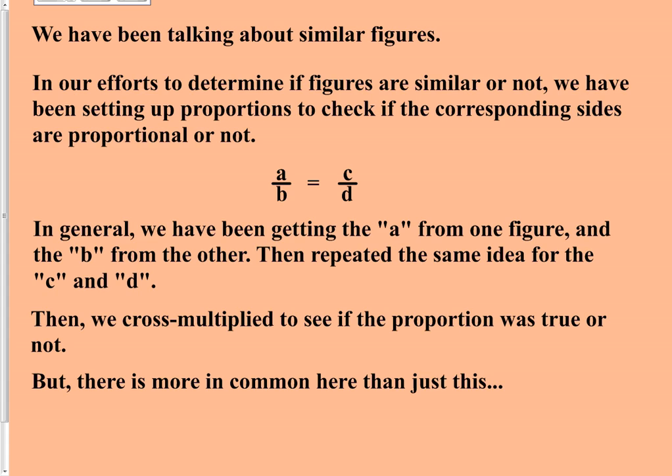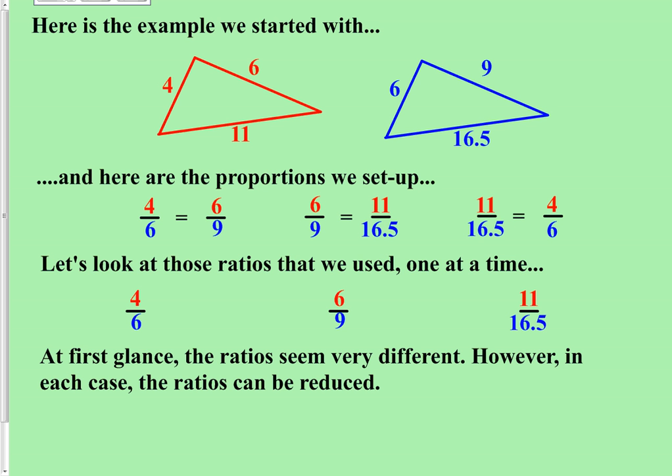Now, yesterday we started off with an example that looked like these two triangles. You don't necessarily have to copy this top part down. I'll tell you when to start copying again. The example we started with had this red triangle and this blue triangle, and we set up proportions to check to see if we could have similarity.